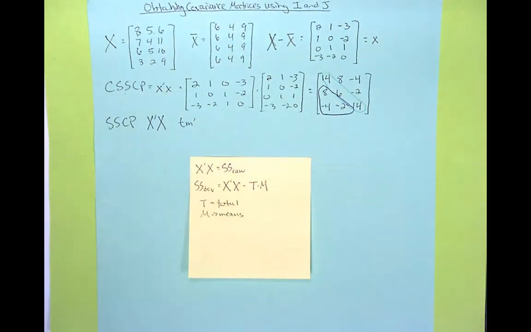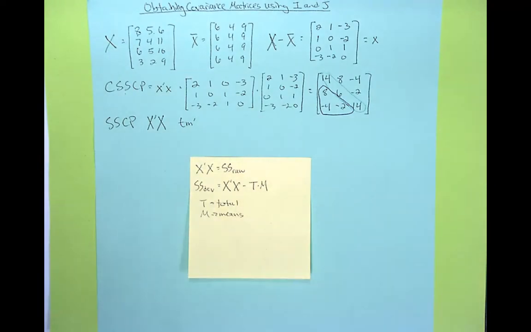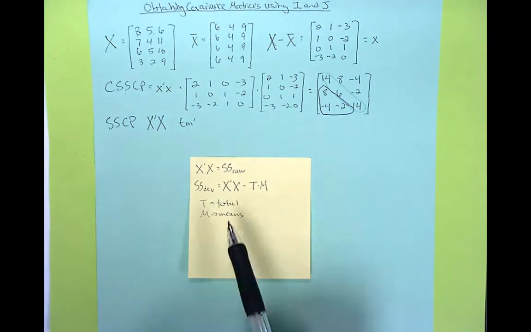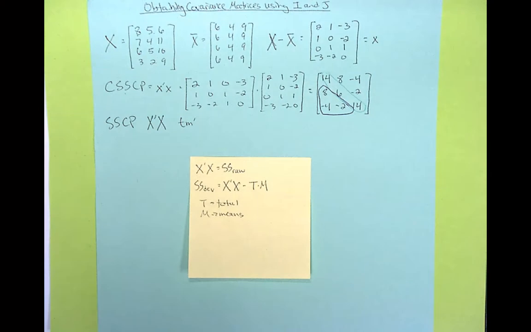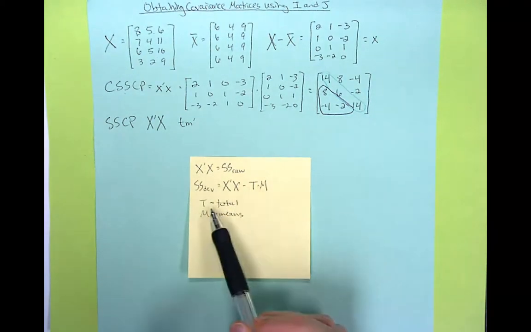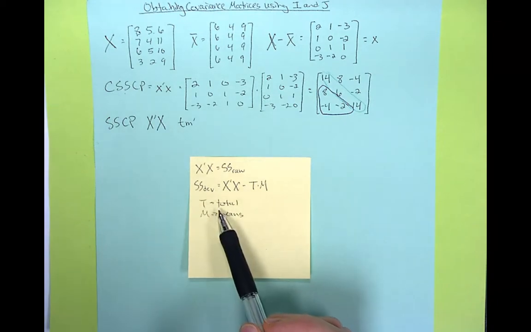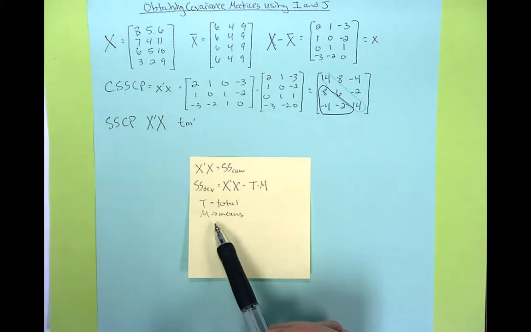Okay, so this Tm will actually create deviation scores because it corrects for the mean. So once again, we're taking this raw data and getting the deviation scores by taking a matrix of the totals of the sum of raw scores for the variables times a matrix of the means.